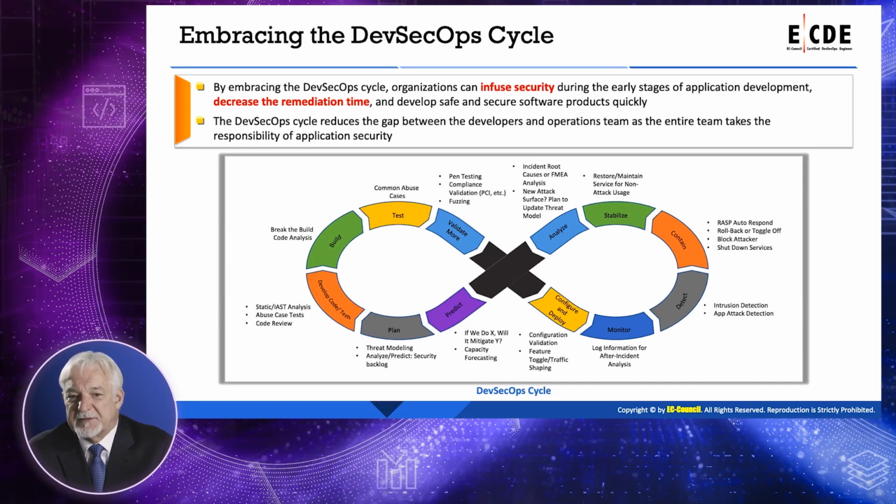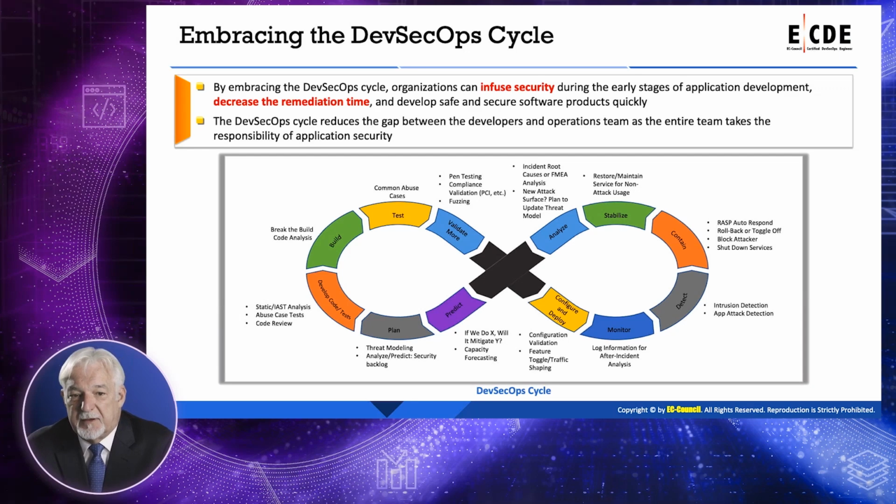We talked about this in the last one. I won't go into it a lot, but we start down at the predict stage. If we do X, will it mitigate Y? We're trying to get a little bit predictive with some threat modeling, things like that, as we predict and plan. We analyze and predict the security backlog. We look at the customer requirements and the stories, etc.